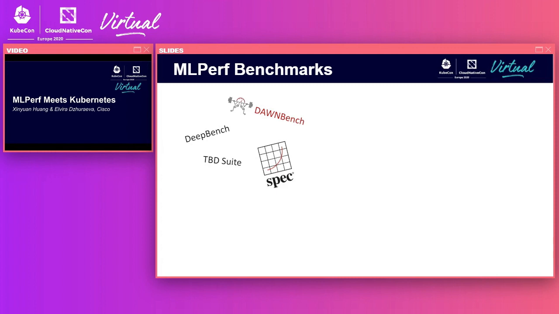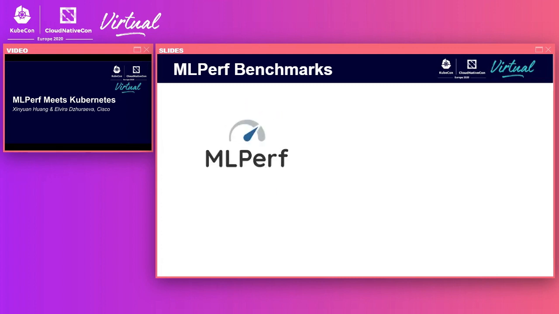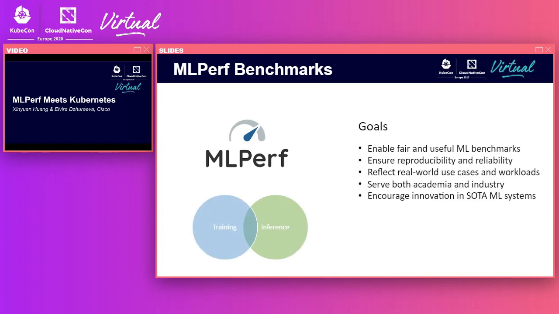MLPerf is built on the strength of its predecessors, where it tries to combine a broad set of real-world benchmark workloads along with end-to-end metrics that evaluate the software and hardware stacks as a whole. MLPerf is also inspired by industrial consortia such as SPEC, where the benchmarks are developed and maintained by a broad organizational effort and then embraced by the respective communities.